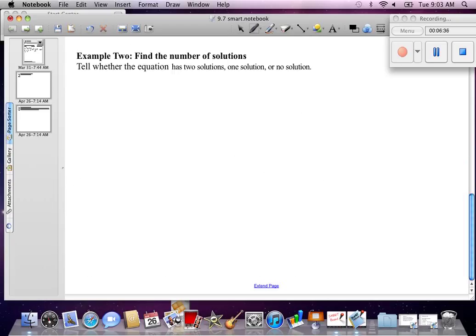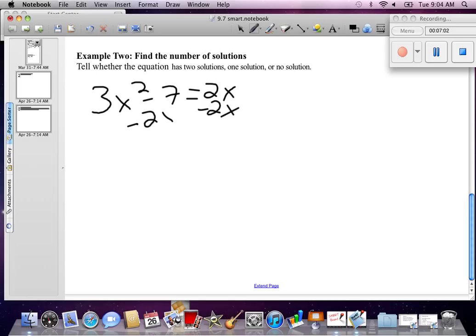We've got 3x squared minus 7 equals 2x. So, Terrence, is this in standard form? What do I have to do to get it there? Subtract the 2x. And the reason I'm subtracting the 2x and not the other ones is because that term's all by itself. Melissa, how would I want to write this out to make sure it's in standard form?